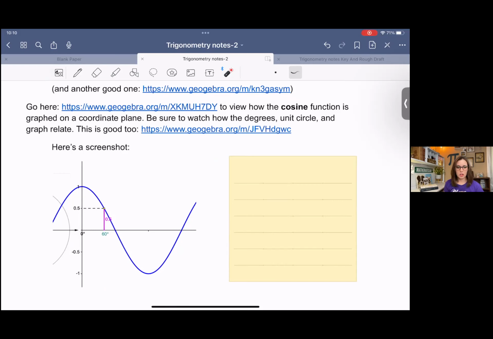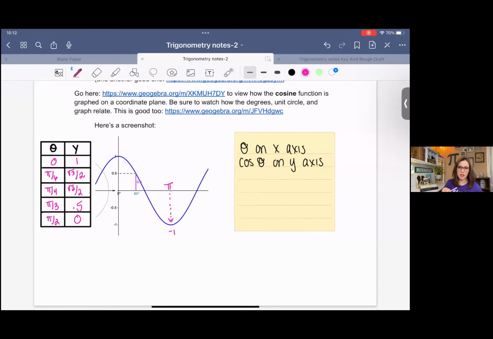If you wanted to, you could do a little table of values out beside it just to have some reference points as you go back and look at your notes. And over here on the sticky note, you can summarize what I just said. You can see here, I did a little table of values just for some reference points. And then I also marked on the graph at pi, it hits down at -1, just so that when you're studying, you can go back and quickly see those.